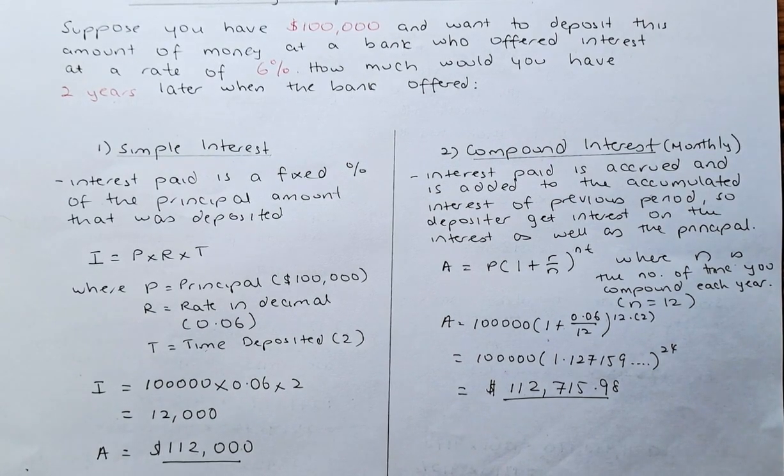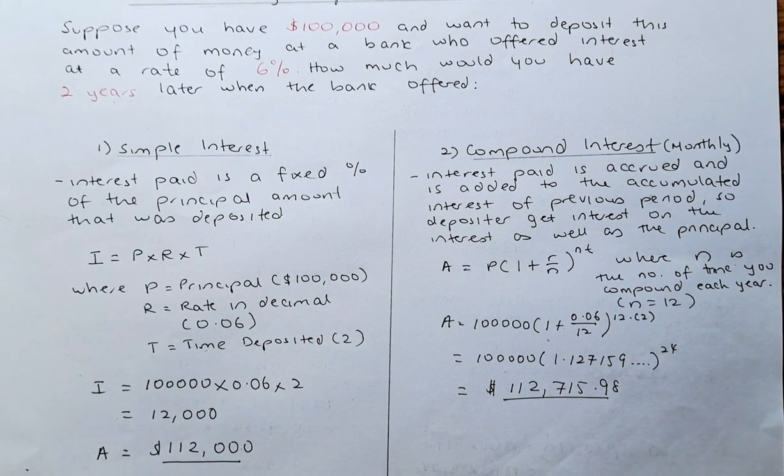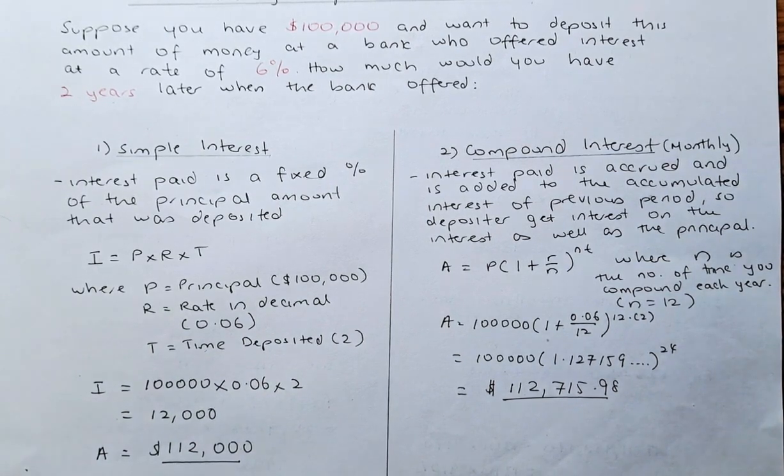So as you can see, the amount you get from using the compound interest is $715.98 more than the one you put in a simple interest. That is over 2 years, so over a year is roughly around $360. Yes, that's about right. Okay, so that is how you calculate compound interest and simple interest.